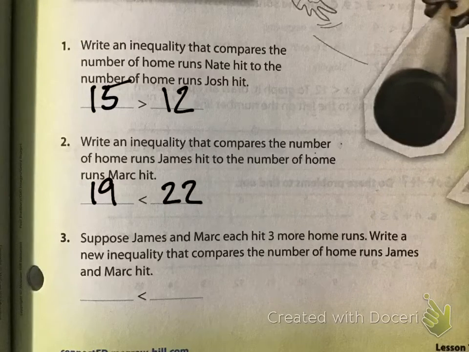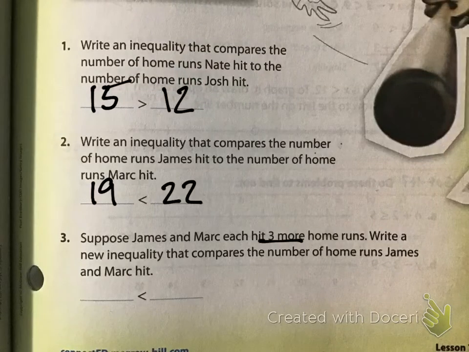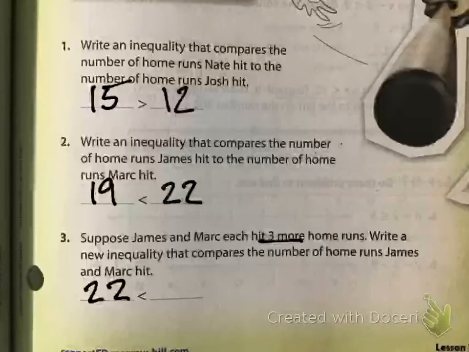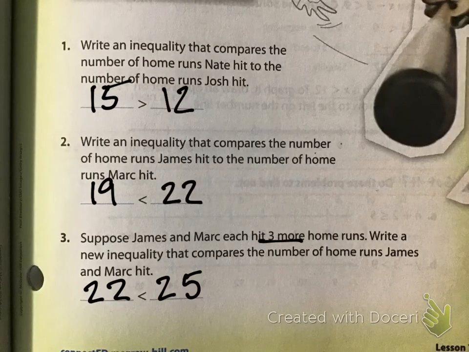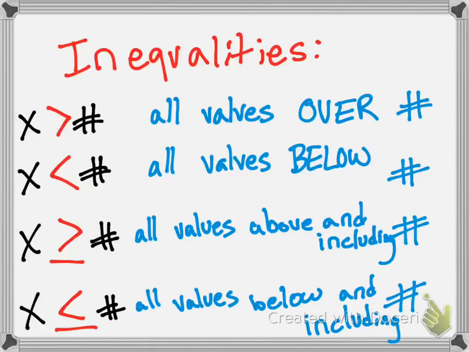Great job. Suppose James and Mark each hit 3 more home runs. Write a new inequality that compares the number of home runs James and Mark hit. So how many did James hit first? How much did he hit, Malia? 19. So 3 more makes it 22. And Mark, he hit now 25. It's our same thing. We just went up both sides by 3. If we did this, remember, by going up in our output, it would have been 3x as our slope. Doesn't matter. Now, here's inequalities.